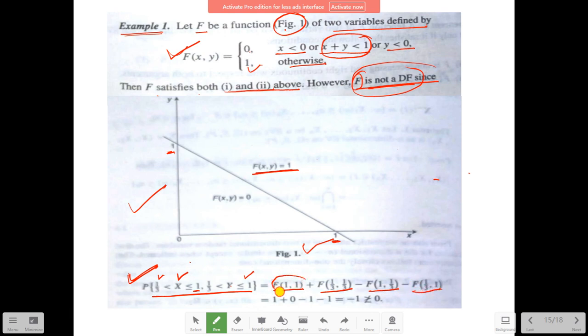So this value f of 1 comma 1 according to this condition is 1, f of 1 upon 3 comma 1 upon 3 is 0, f of 1 comma 1 upon 3 is 1, and this is symbol minus, so this is minus 1, and f of 1 upon 3 comma 1 is 1, so this is minus 1. So here this minus 1 and this plus 1 cancel, so this is equal to minus 1, that is, minus 1 is not greater than or equal to 0. If this is not greater than or equal to 0, then the function f is not a distribution function.